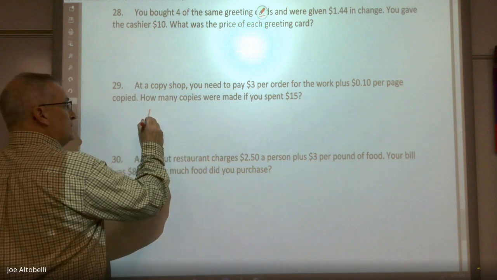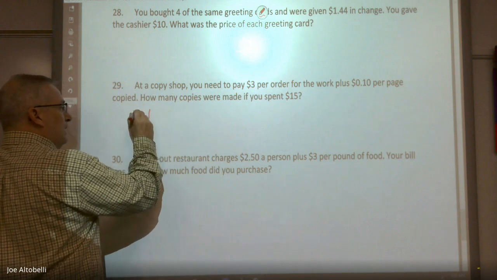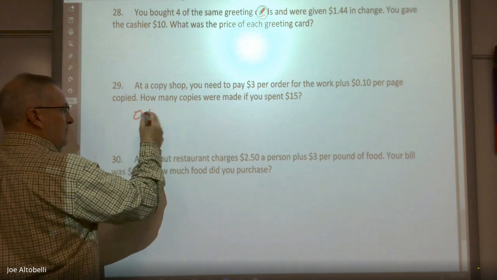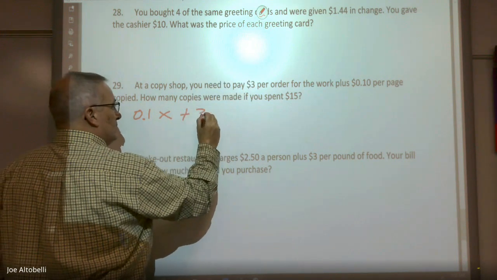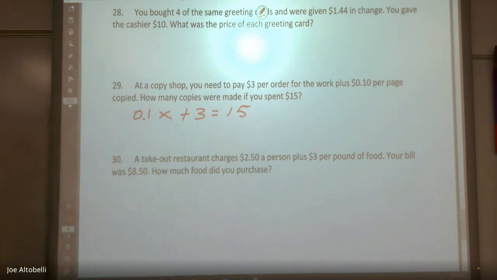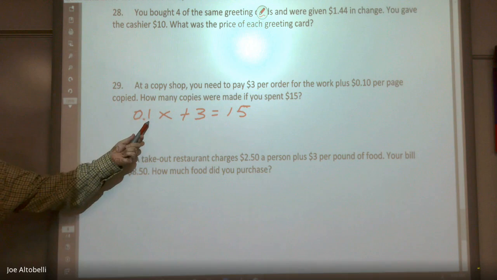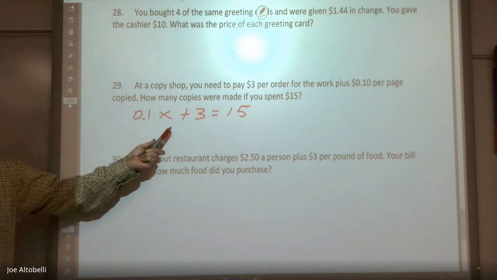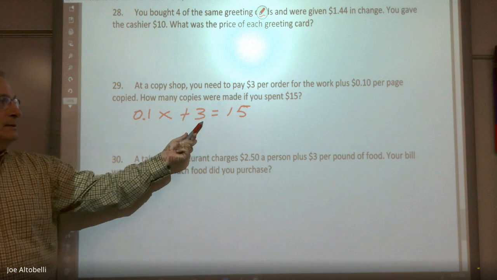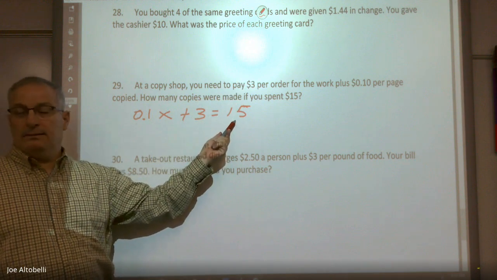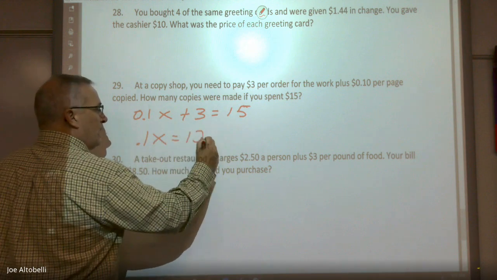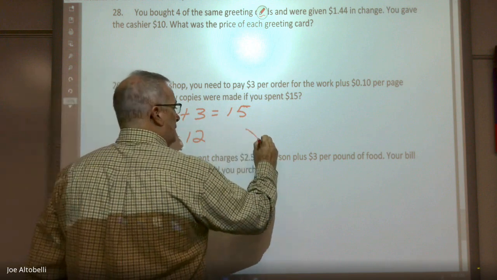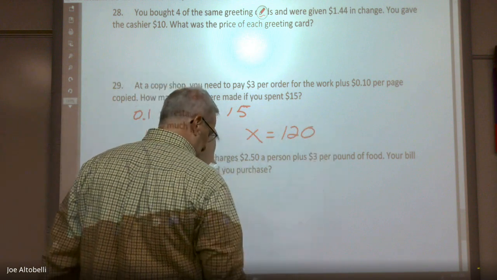So you have your 0.10x plus the 3 equals 15. So it's the 10 cents per copy plus the $3 for the order equals the 15 for everything. Subtract the 3, so you get 0.1x is equal to 12, and then you divide by 0.1, and you get x equals 120 copies.